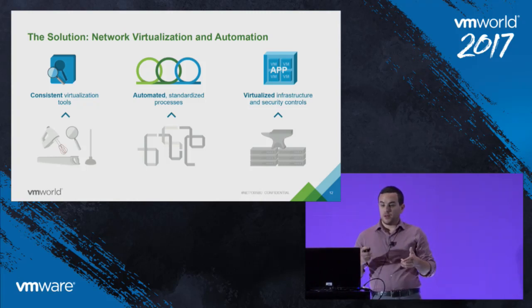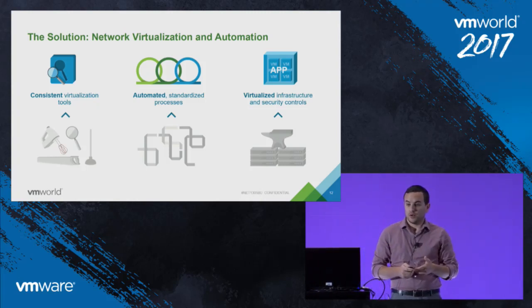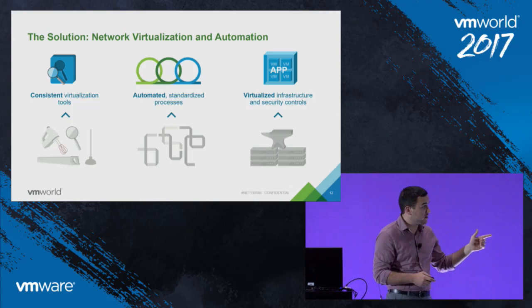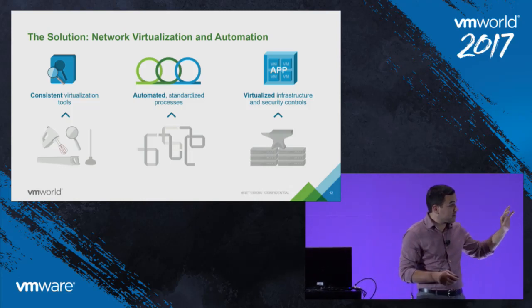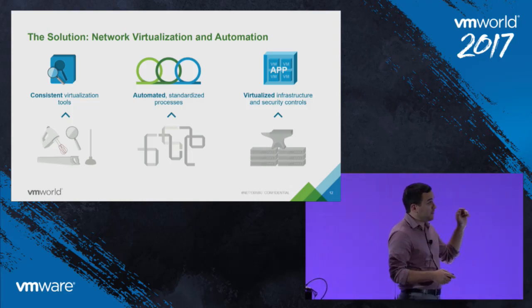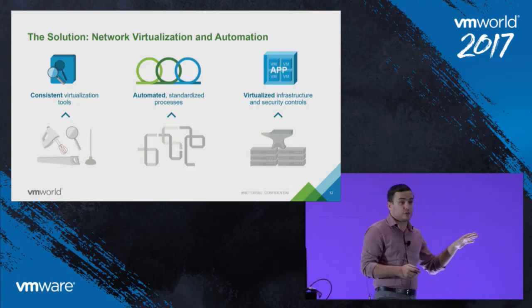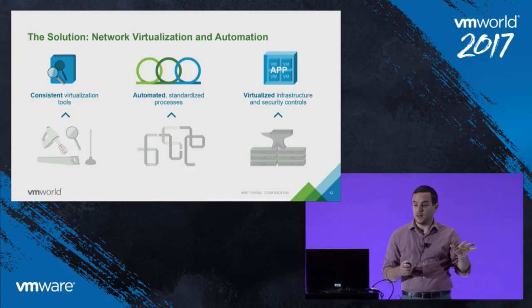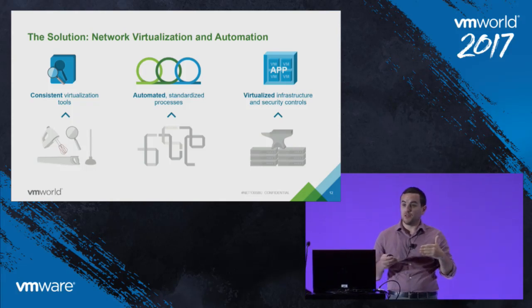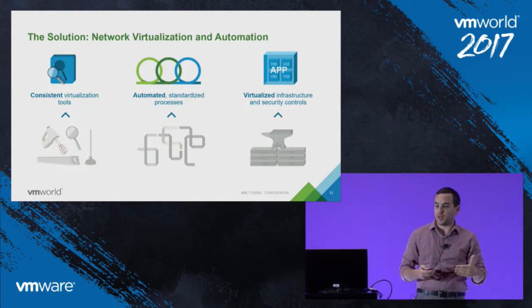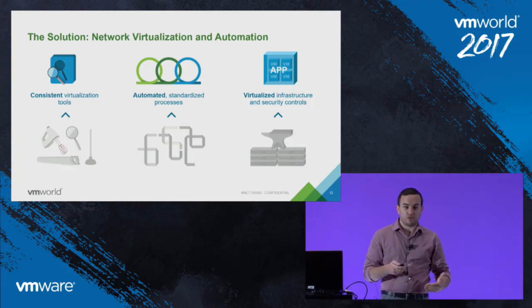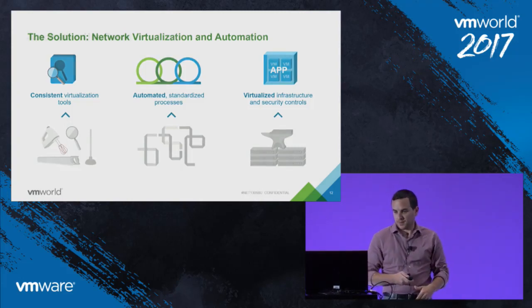We have to do some things in order to allow business to operate quickly, securely, and efficiently. We have to have our virtualization tools be consistent. We have to have automated, standardized processes, and we have to virtualize our infrastructure and security controls. These are all going to be key to enabling us to do a number of things with automation as it relates to NSX and help us achieve business goals, which is the ultimate outcome.